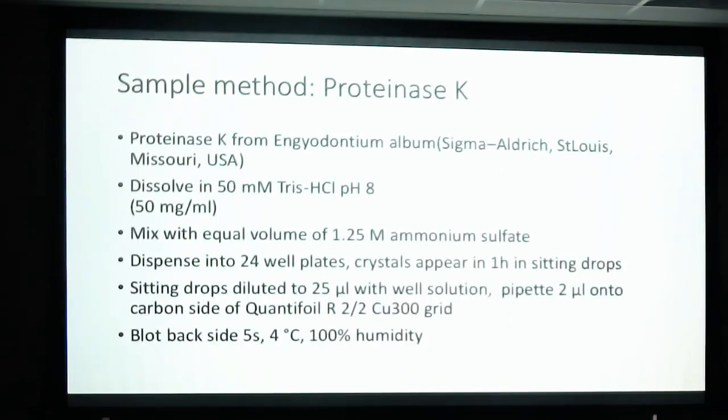And then this is a sample method if you wanted to try it. This has been published in a couple of the papers, where you can use proteinase K from Sigma and pretty easily get crystals to start screening as a proof of concept. I would say, if you really want to get into this, I know that Tamir Gonen's lab has annual courses on it that you could apply for and go to UCLA and learn it for a week and then get into the method if you really want to do it.